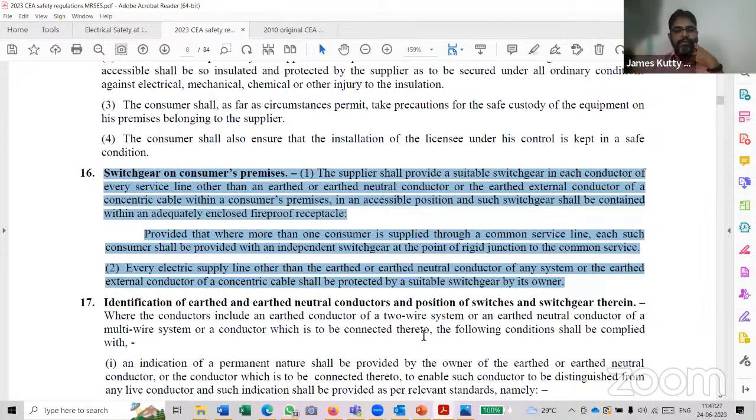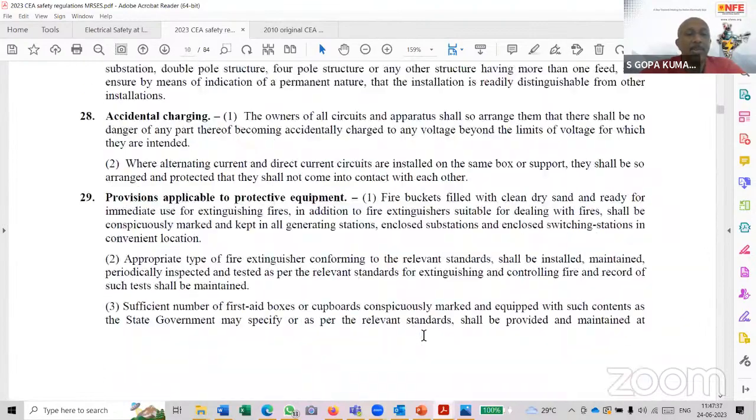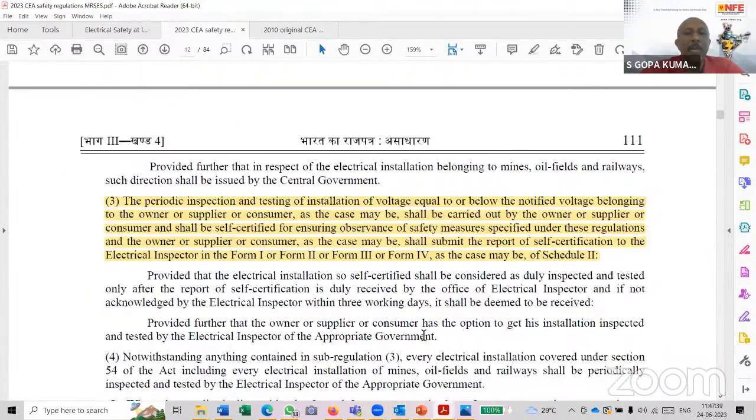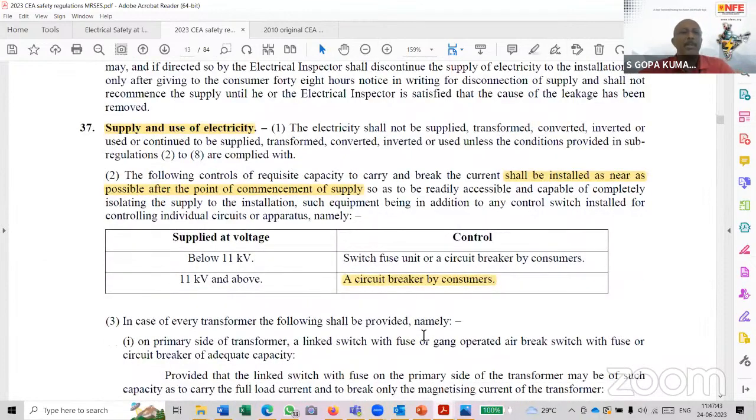Can I just make a point? I would like to ask about the financial implication for smaller consumers. Let us say, look at regulation number 37. Every consumer at 11 kV and above has to provide switchgear, which is shown in sub-regulation number 2.